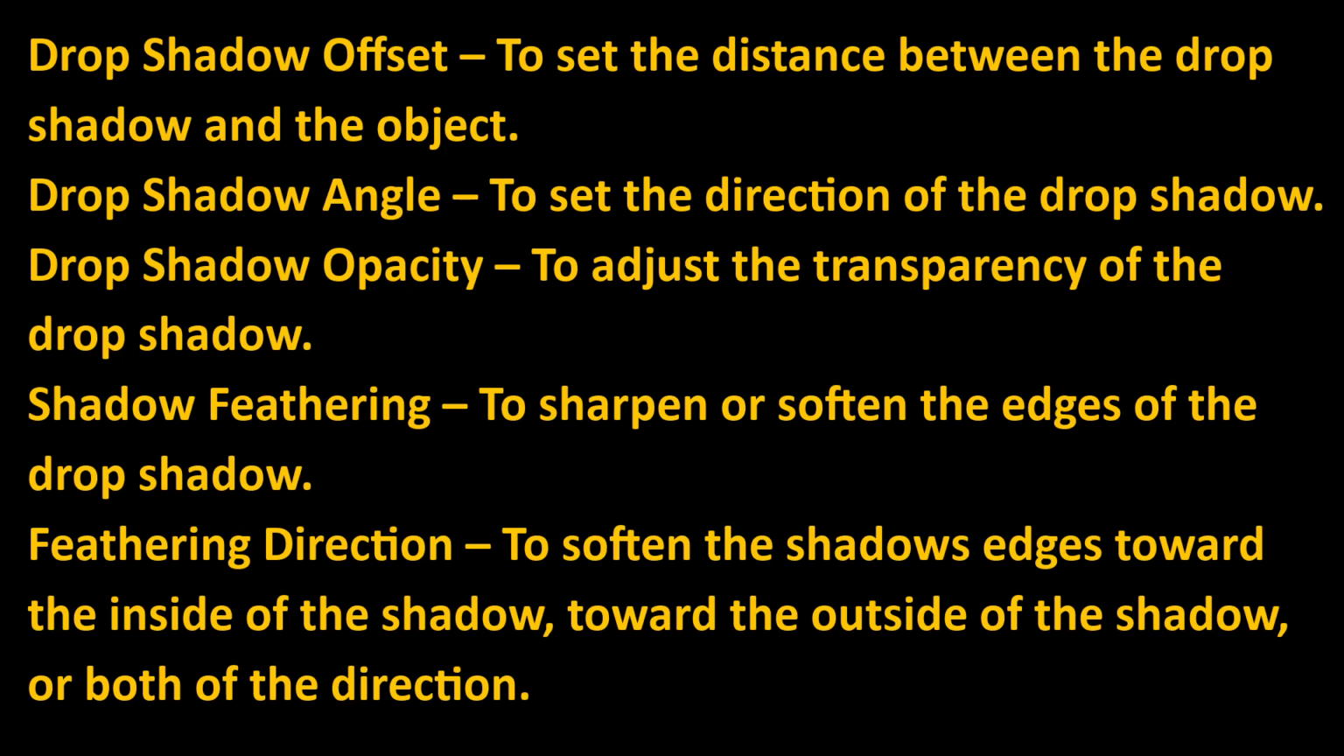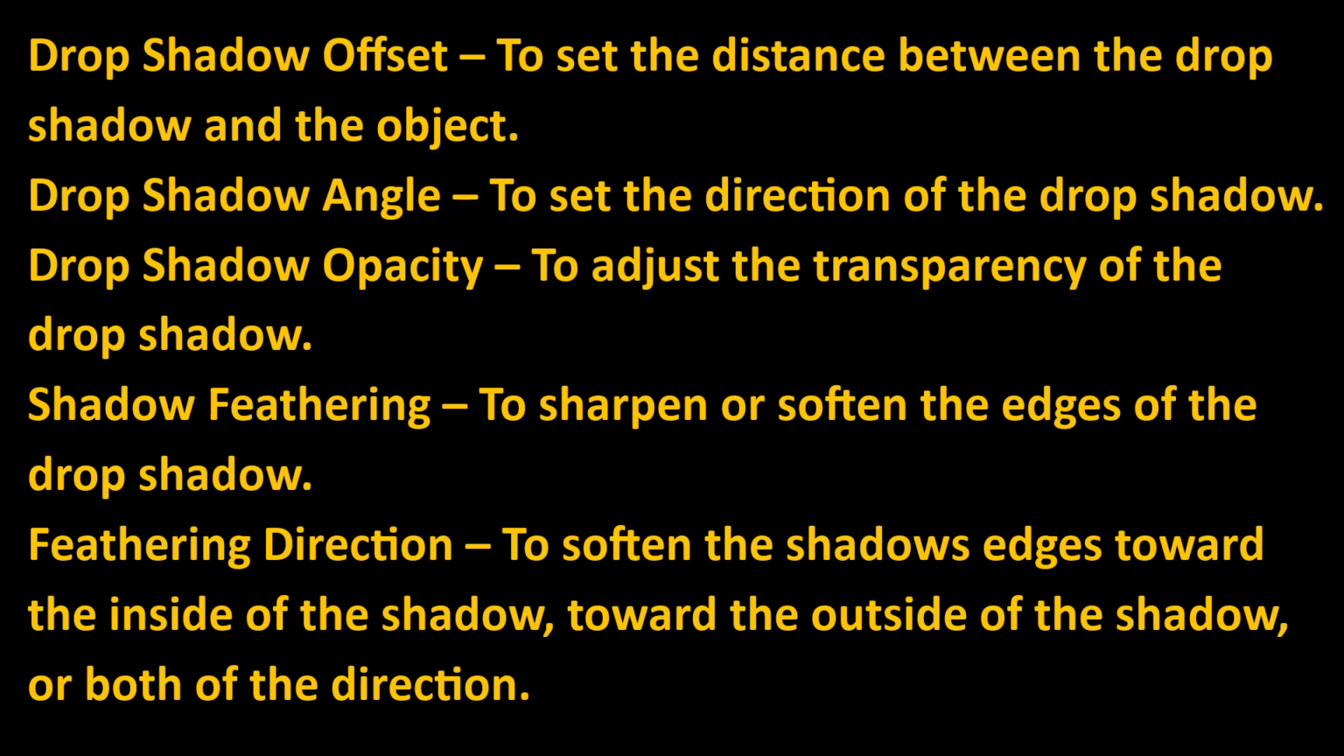You can also change the values of these following attributes of drop shadow on the property bar as per your requirements. Drop shadow offset. This sets the distance between the drop shadow and the object. Drop shadow angle sets the direction of the drop shadow. Drop shadow opacity. This adjusts the transparency of the drop shadow. Shadow feathering allows you to sharpen or soften the edges of the drop shadow.